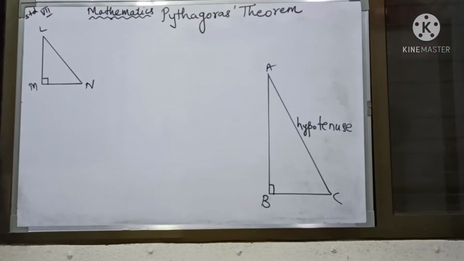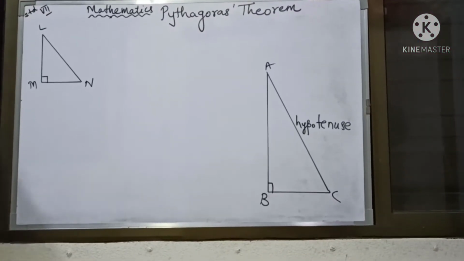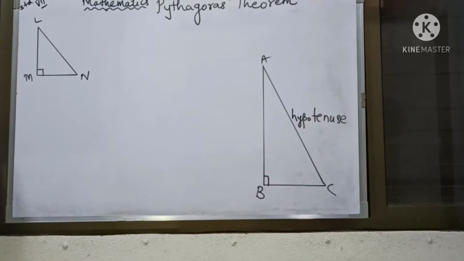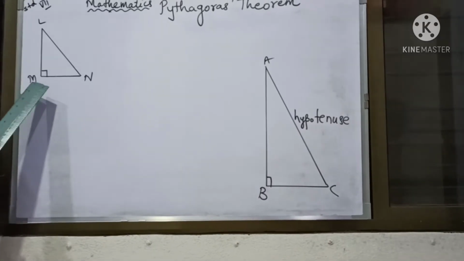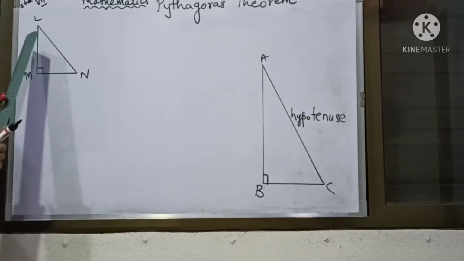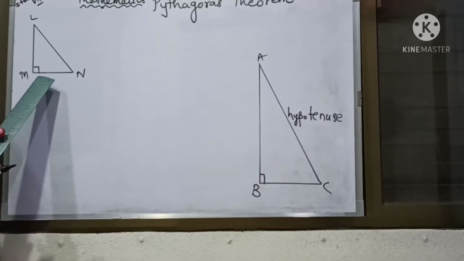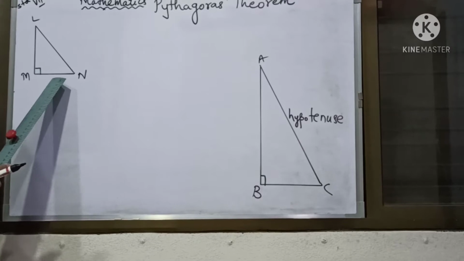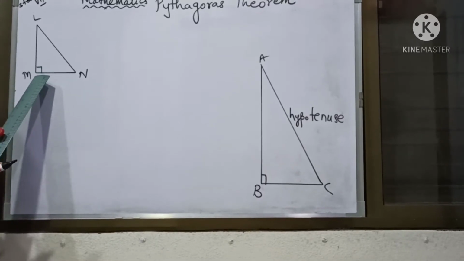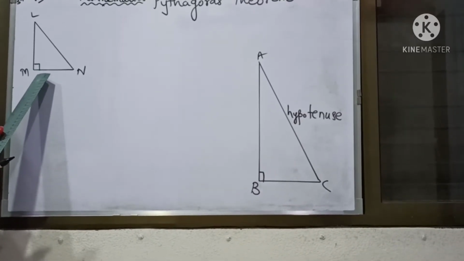Welcome student. Let us move to the next chapter, Pythagoras theorem. Look at this figure, triangle LMN. You can notice that this triangle is a right angled triangle. Angle M is 90 degrees.